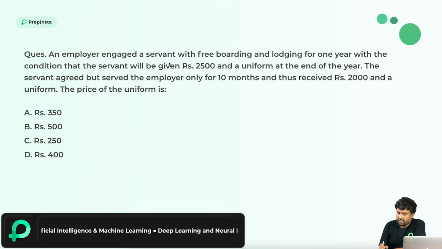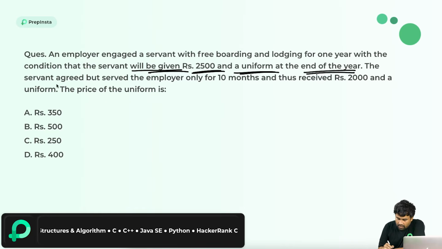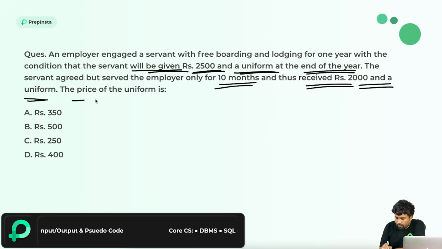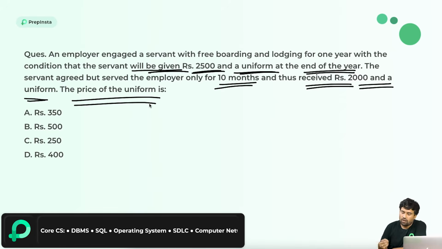An employer engaged a servant with free boarding and lodging for 1 year, with the condition that the servant will be given 2,500 rupees and a uniform at the end of the 1 year. The servant agreed but served the employer only for 10 months, and thus he received 2,000 rupees and a uniform. The price of the uniform is? Okay, just look at here guys.